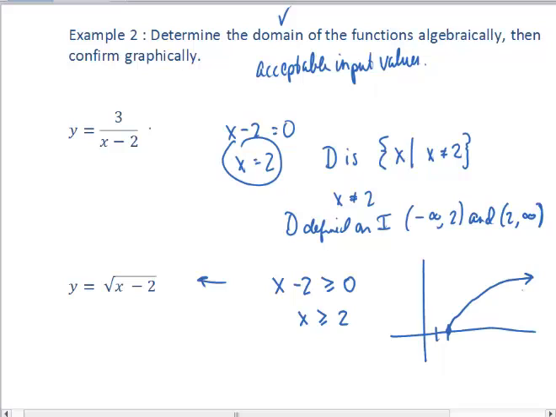The domain statement for this, if you wanted to write it in set notation, is the set of numbers x such that x is greater than or equal to 2. In interval notation, you would use a square bracket, from 2 to infinity.